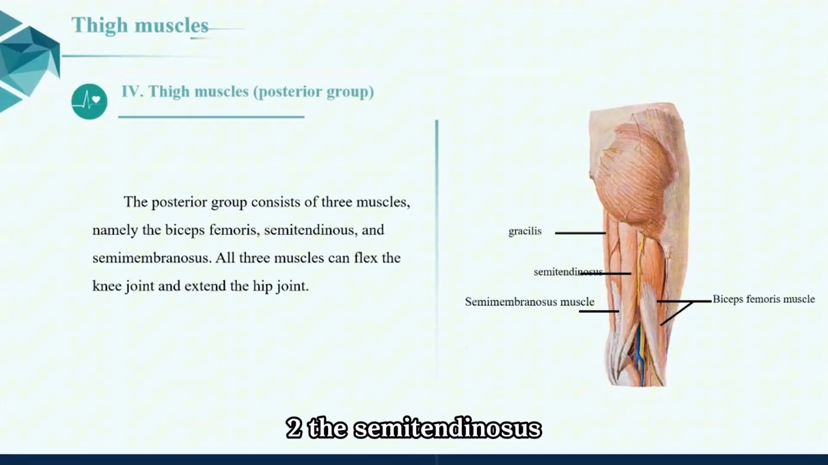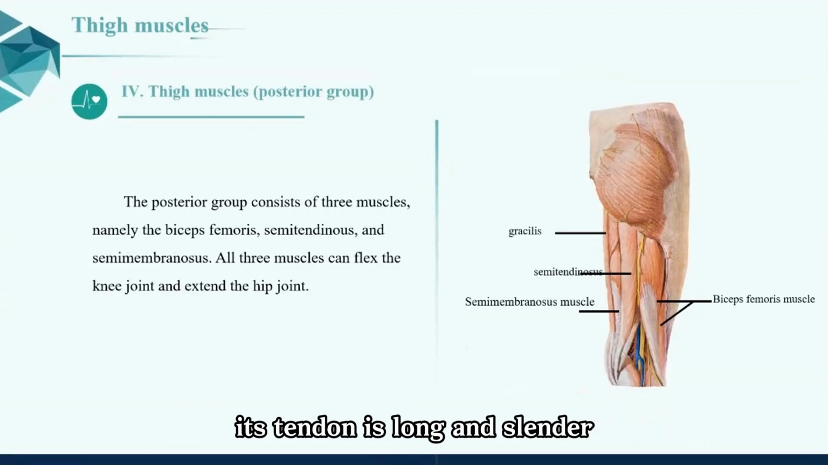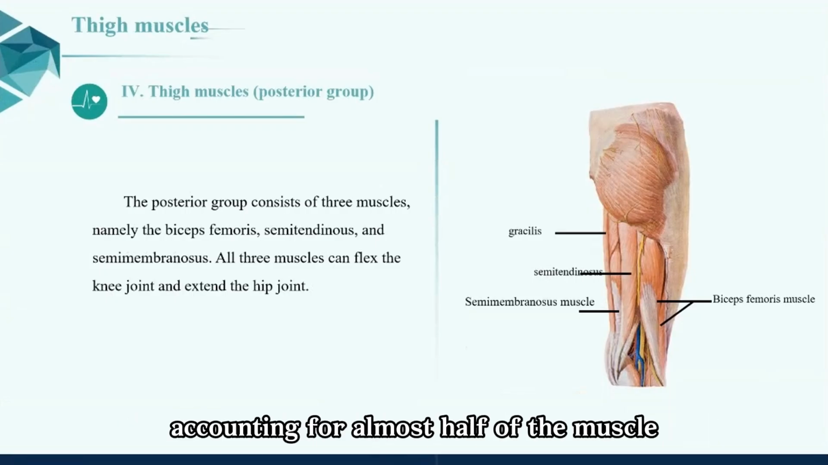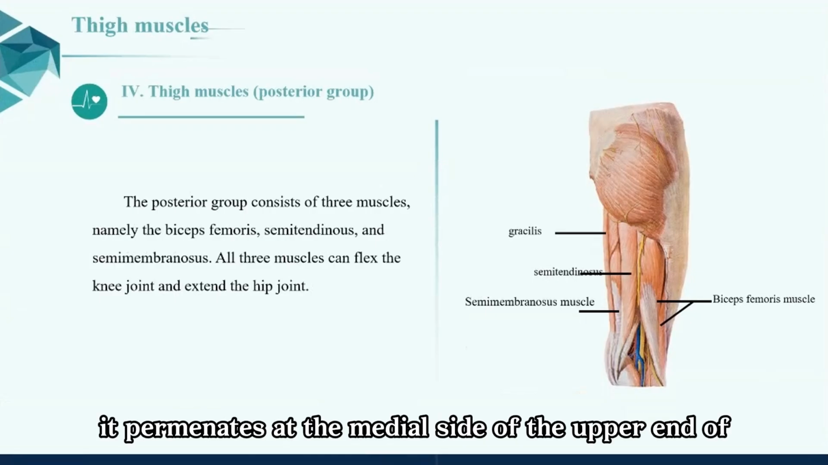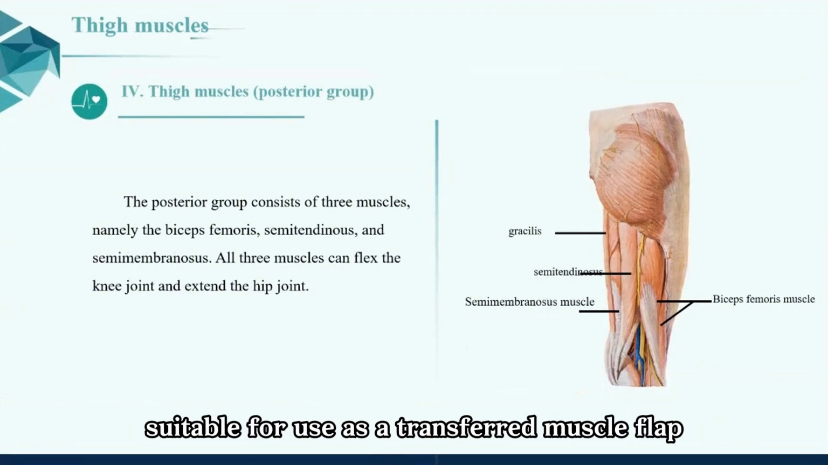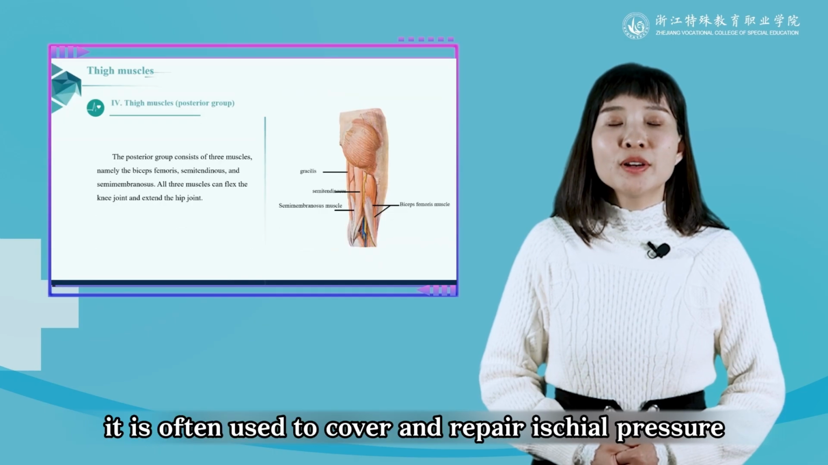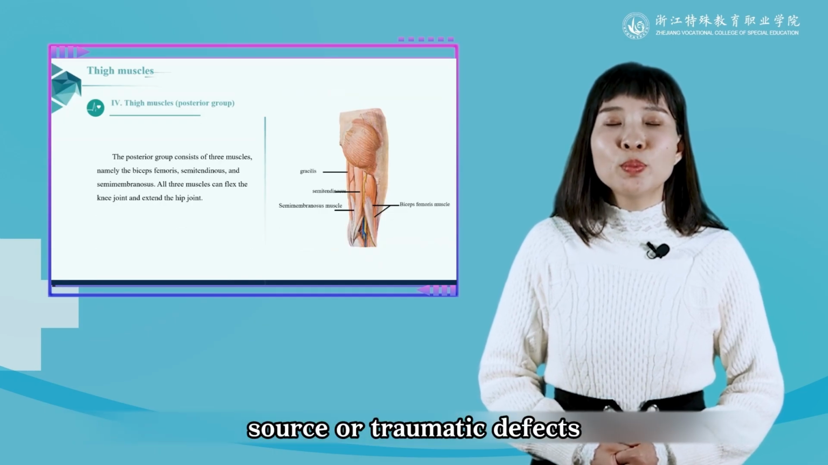2. The semitendinosus is located on the medial side of the posterior thigh. Its tendon is long and slender, accounting for almost half of the muscle. It terminates at the medial side of the upper end of the tibia. The semitendinosus is also an excellent donor muscle suitable for use as a transferred muscle flap or myocutaneous flap. Clinically, it is often used to cover and repair ischial pressure sores or traumatic defects.